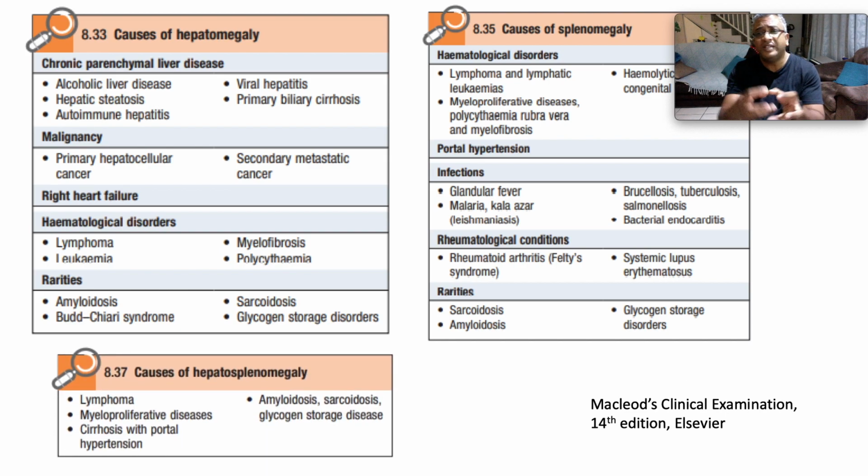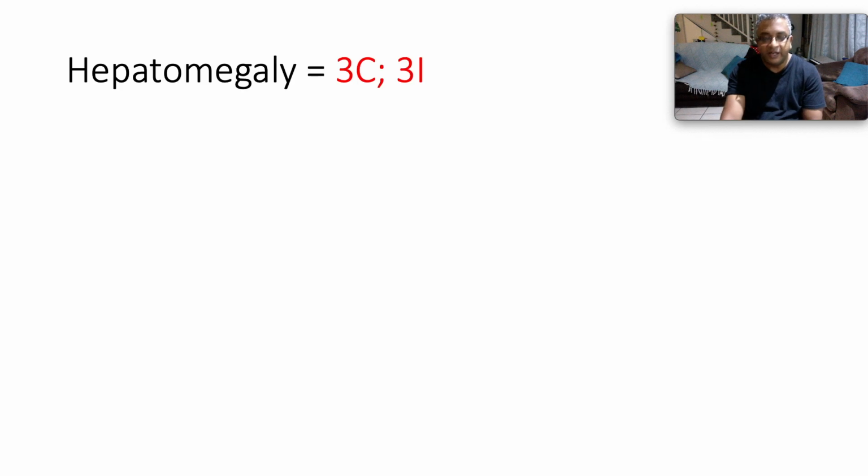What causes both hepatosplenomegaly? Liver and spleen both big. What causes that? Lymphoma can cause it. Myeloproliferative diseases can cause it. Cirrhosis with portal hypertension. Don't forget your infiltrative disorders like amyloidosis, sarcoidosis, and glycogen storage diseases.